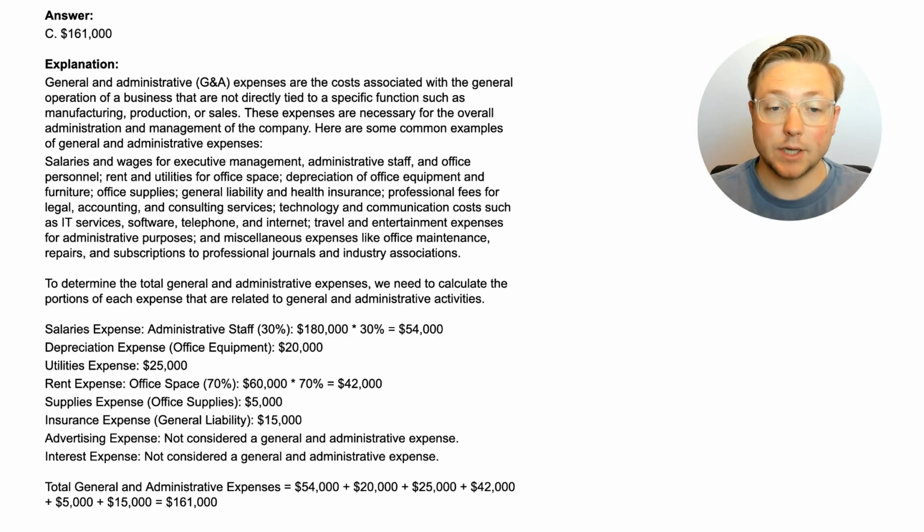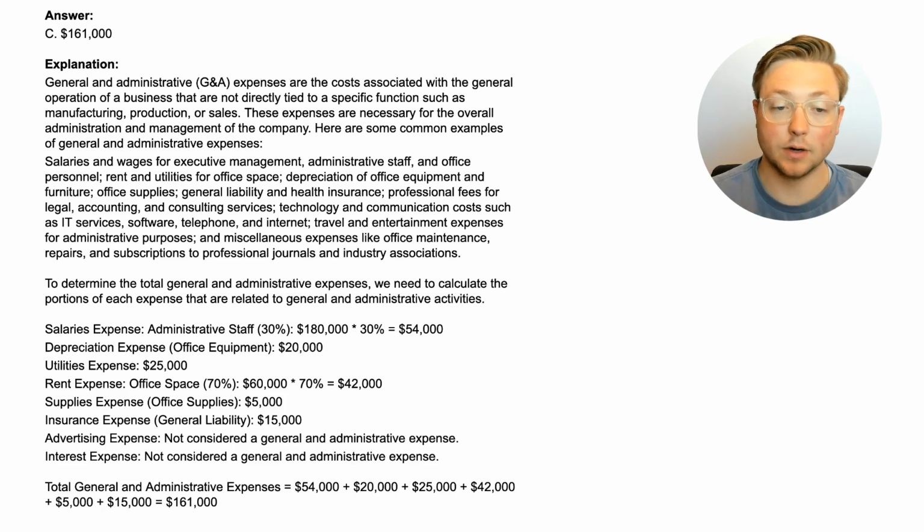So first off, general and administrative, or G&A, expenses are the costs associated with the general operation of a business that are not directly tied to a specific function, such as manufacturing, production, or sales. These expenses are necessary for the overall administration and management of the company. Here are some of the examples.